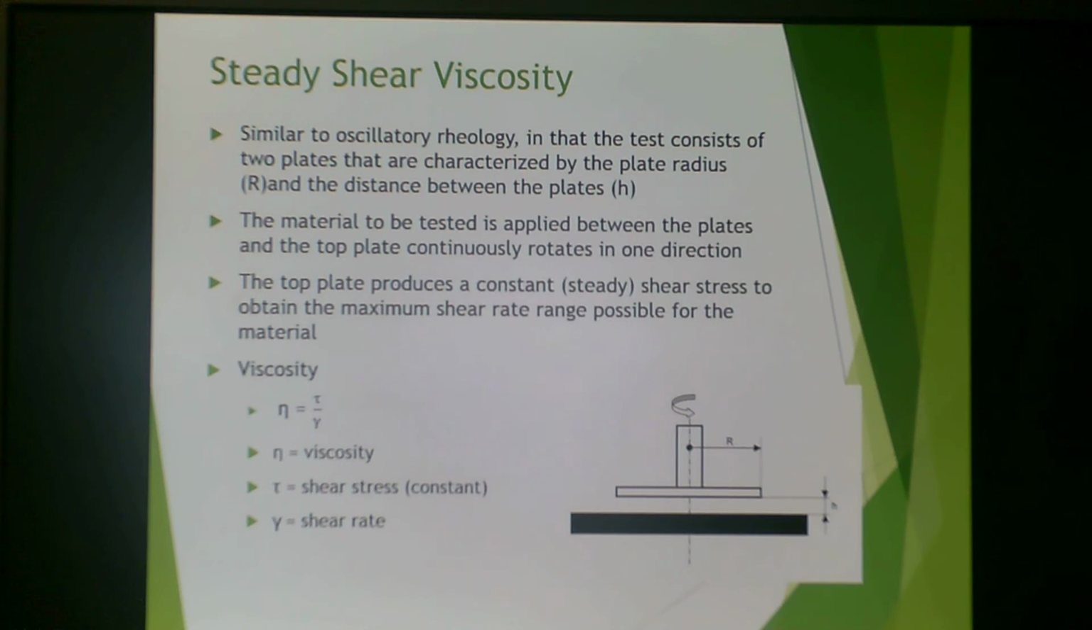This is similar to oscillatory rheology in that the test consists of 2 plates that are characterized by the radius and the distance. The material to be tested is applied between the plates, and the top plate continuously rotates in one direction. The top plate produces a constant steady shear stress to obtain the maximum shear rate range for the possible material, and it produces a relationship shown here, where viscosity is equal to tau over gamma. This equals viscosity. This is shear stress, which is constant, and this produces shear rate.